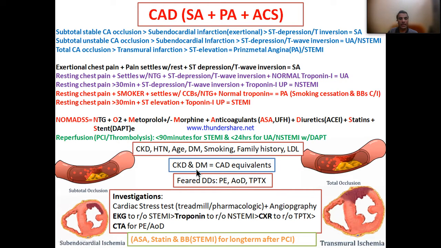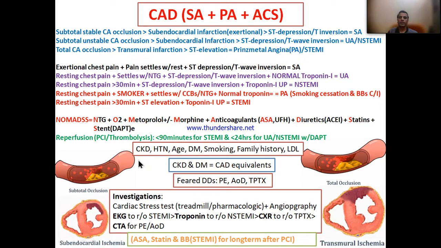CKD and diabetes mellitus are equivalents of coronary artery diseases, which means that if a patient is suffering from CKD or diabetes mellitus or both, then you treat such a patient in the same way as you treat a patient with coronary artery disease, because these two conditions increase the risk of development of coronary artery disease exponentially.